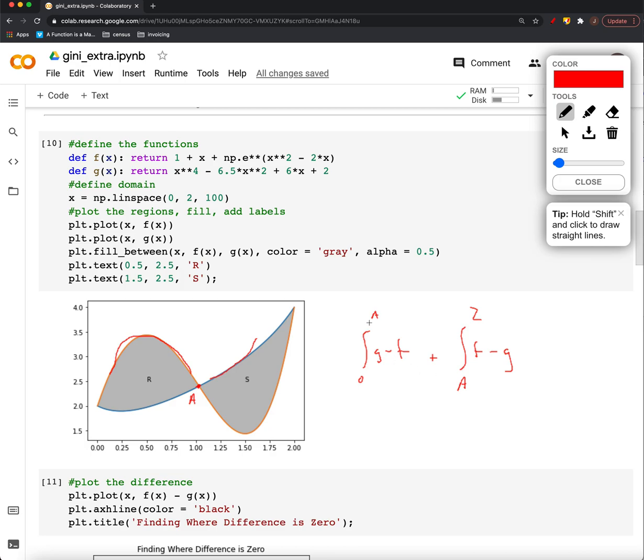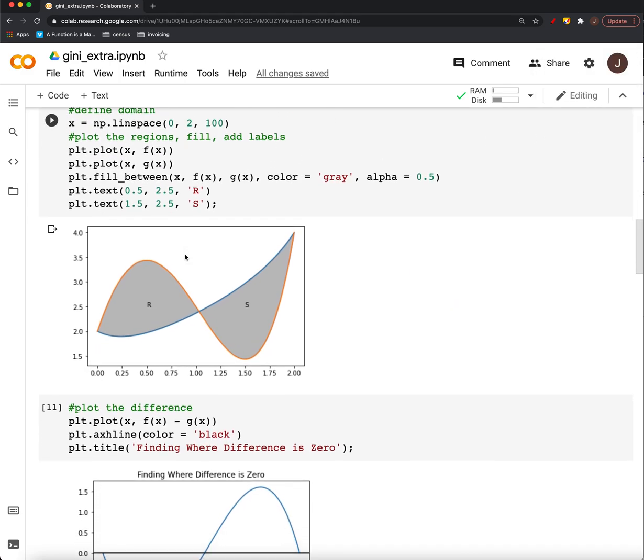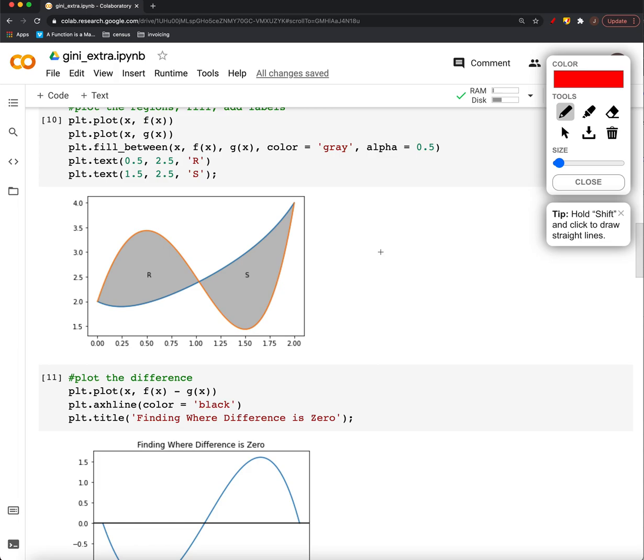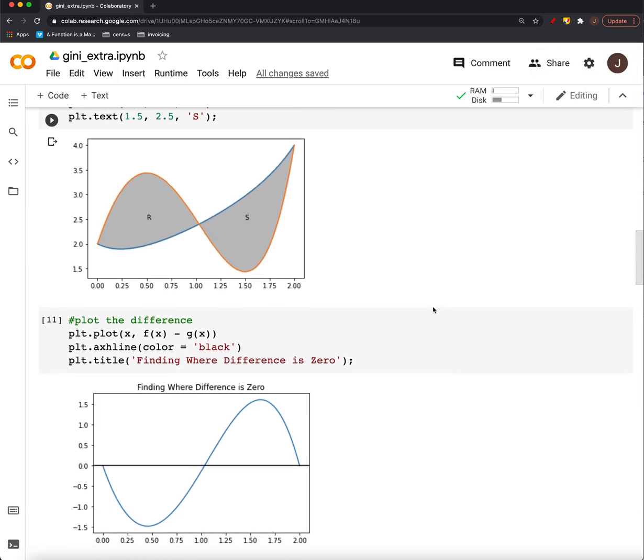But before we can do that, we have to figure out what A is. Another way to think about where these two curves cross is it's where they're equal to each other. So where does F equal G? Another way to say that is where F minus G is 0. So we'll just use the computer to solve this equation quickly. Later on in the course, we'll actually see how we can do this from scratch. But for now, we'll use the machine.